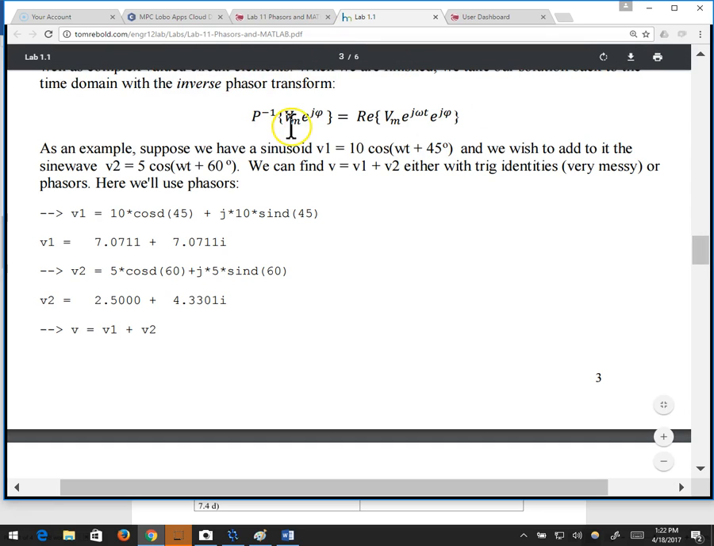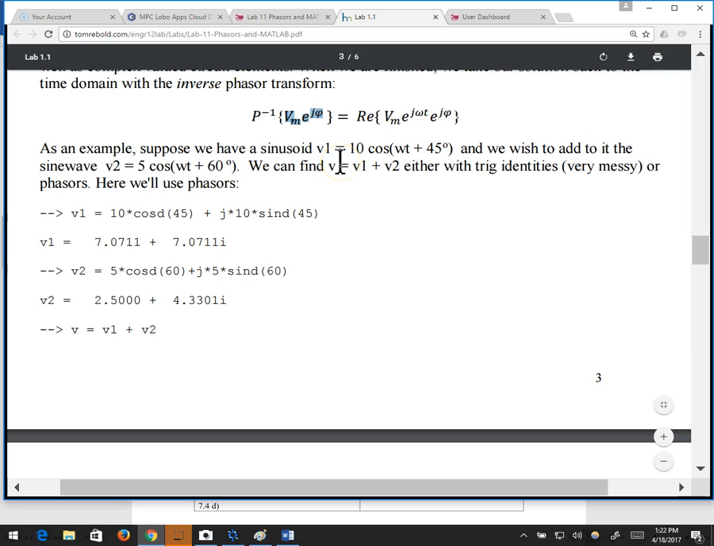And then the inverse phasor transform is if you have a phasor, which you represent in polar form, and you want to get back to the cosine, you add the omega t back to it, and you just keep that phase angle.